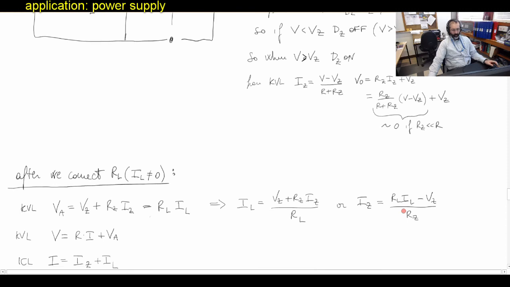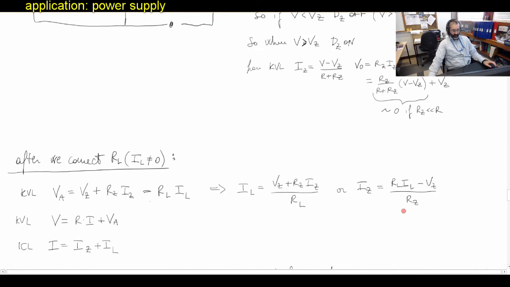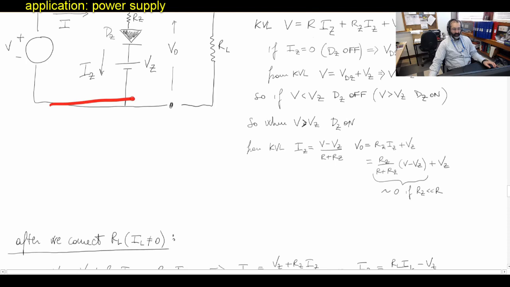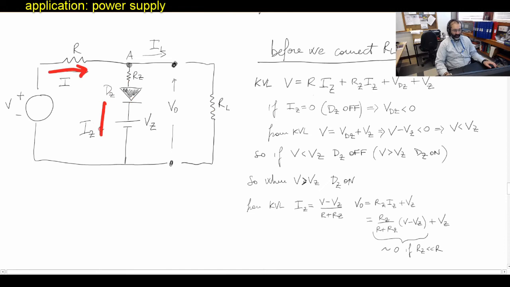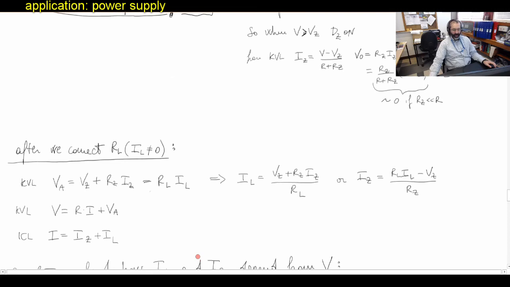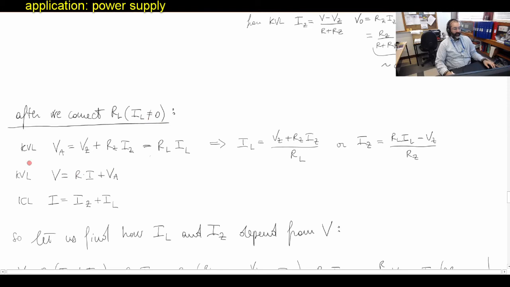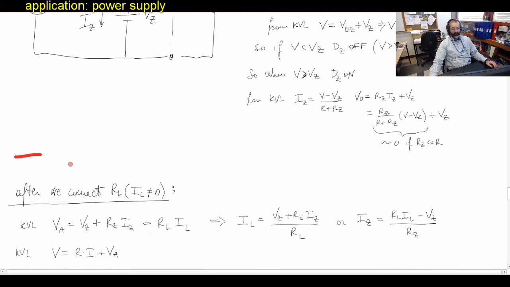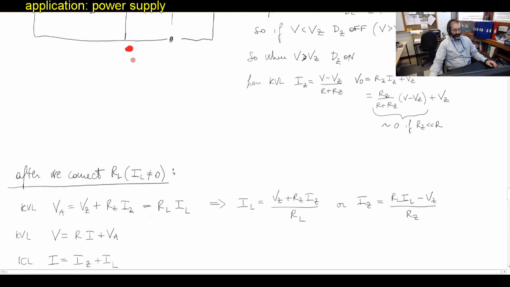Let us see now what happens when we connect a load to the circuit. After we connect RL, we should expect that the current I splits into IZ and an IL that flows here. So IL will not be zero anymore, obviously. And so we apply KVL and KCL and all the relations we know. From KVL, remember, we have named this node A. So we can write that VA is VZ plus RZ IZ.